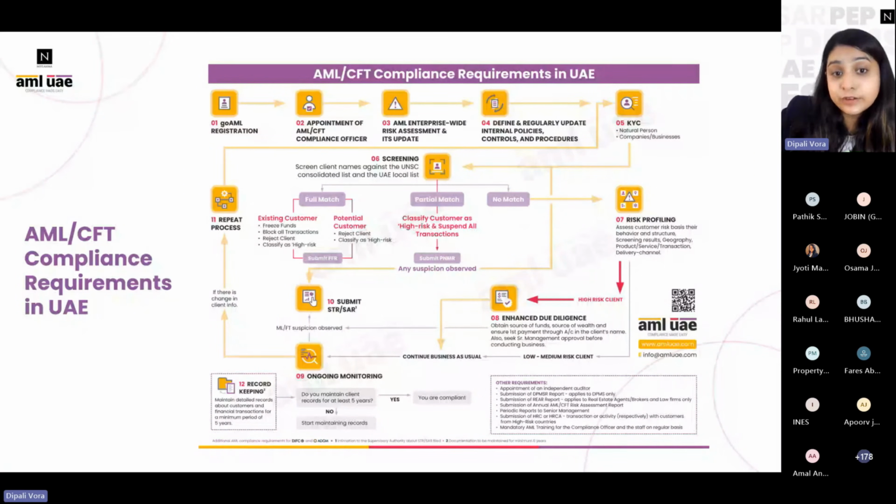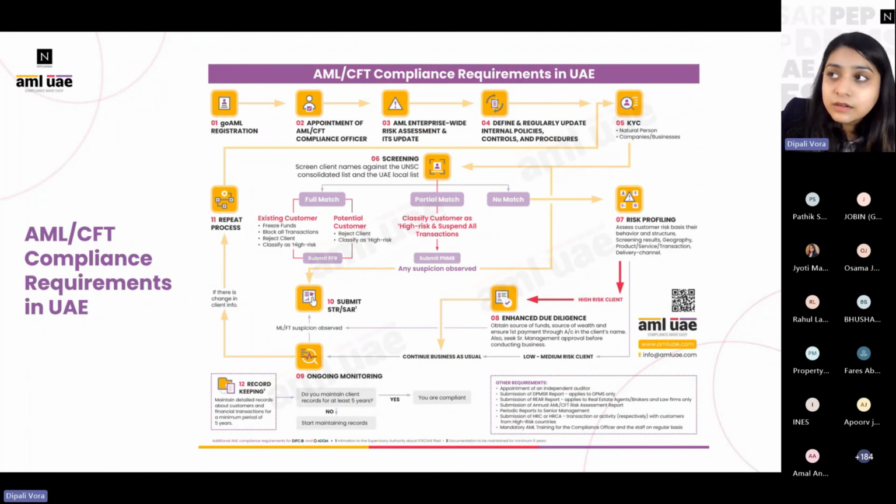In case it's a full match, we need to immediately apply freezing measures and file a fund freeze report through our GoAML portal where we have registered. In the second option, if the name is partially matching, one will have to file a partial name match report, where we are not very sure, but there's a strong feeling that this could be the same person whose name might be matching from these two sanction lists.